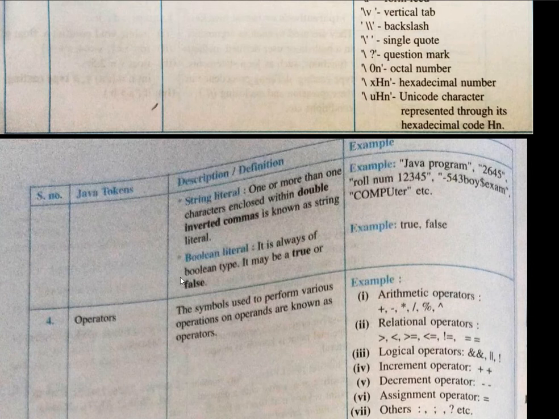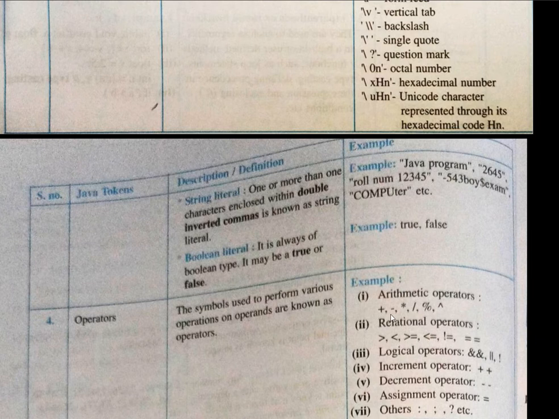Next is the boolean literal. A boolean literal is a very specific type of literal and it has fixed values. Two types of fixed value it has, true or false. So it can take two fixed values, true or false. So all these are the types of literals.